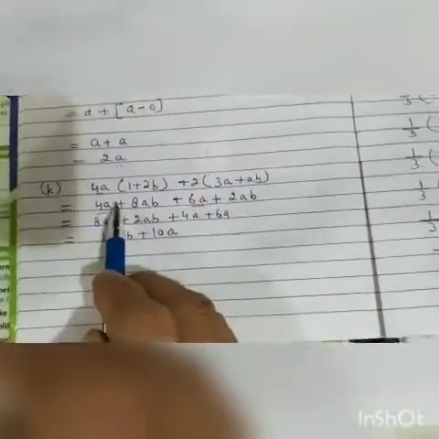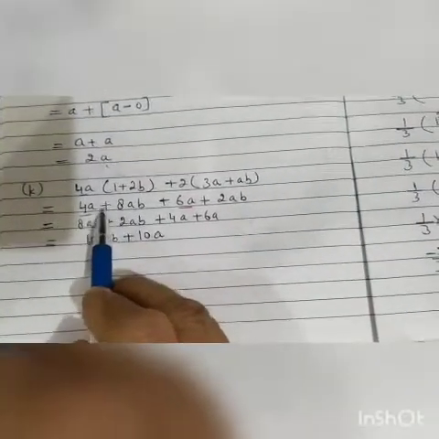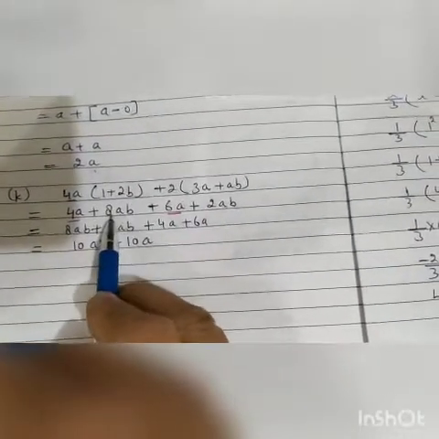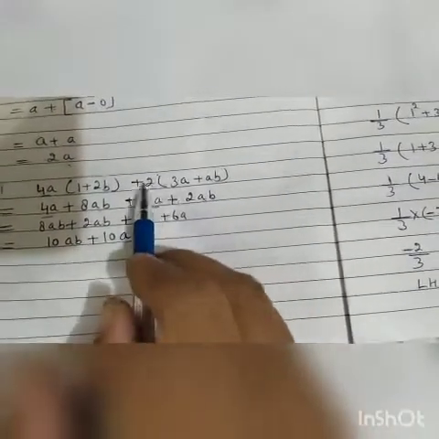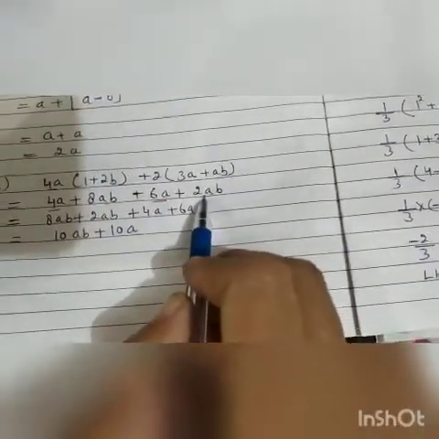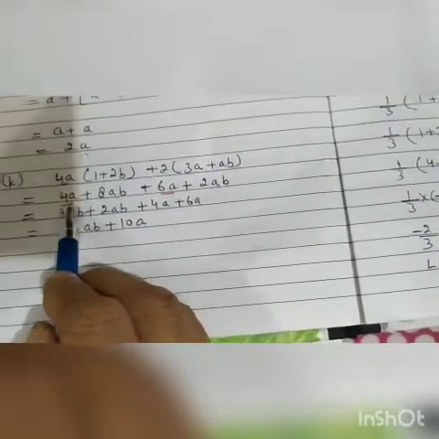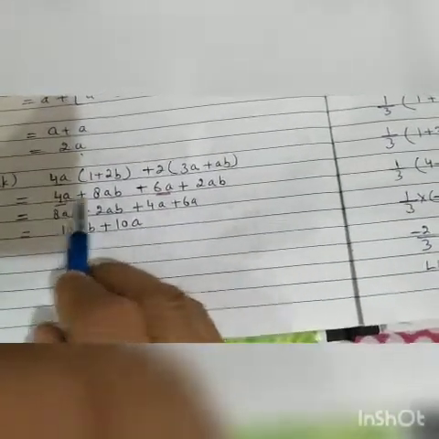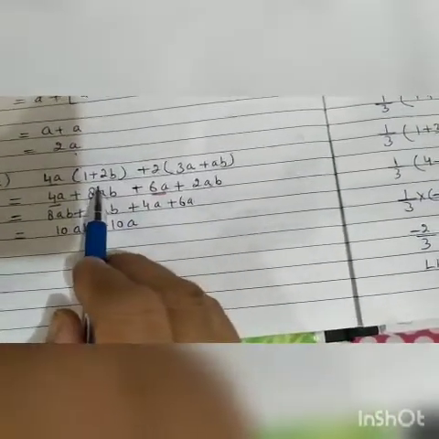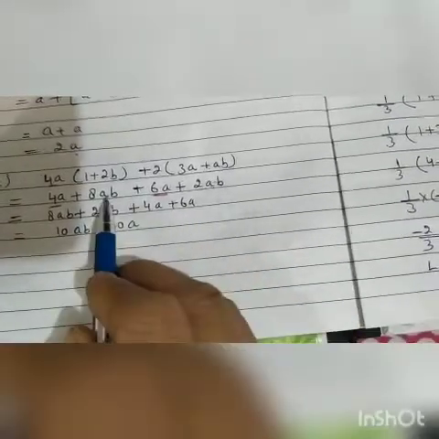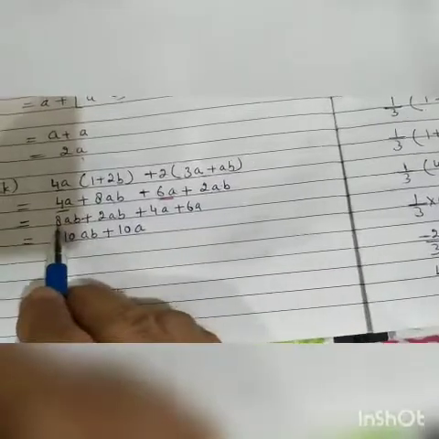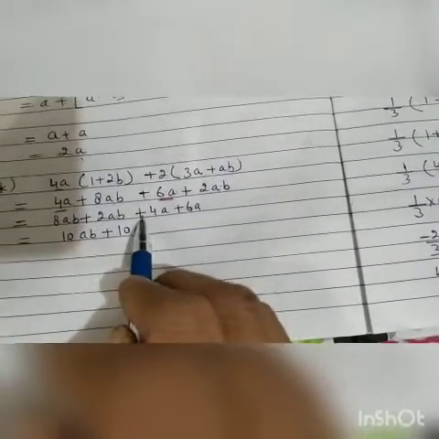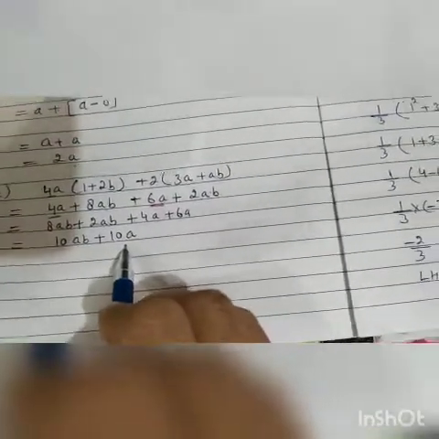So what is the multiplication? 4a times 1 is 4a, plus 4a multiplied by 2b, 4 times 2 is 8ab, plus 2 times 3 is 6a, plus 2 times 1 is 2ab. Now take these two like terms, 4a plus 6a and 8ab plus 2ab. 8ab plus 2ab plus 4a plus 6a. 8 plus 2 is 10ab, plus 4 plus 6 is 10a.